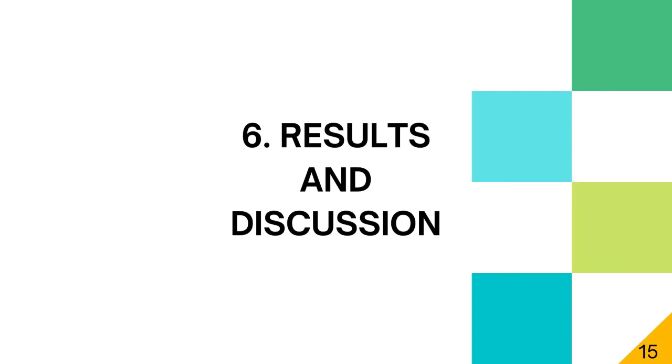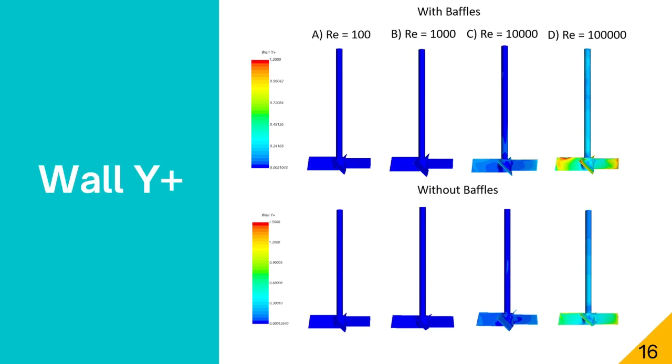Results and discussion. As can be seen in the figure, lower values of Reynolds generate lower values of Y+. It can be observed that there is a proportional relation between these two values.